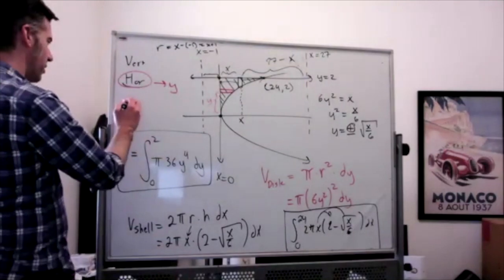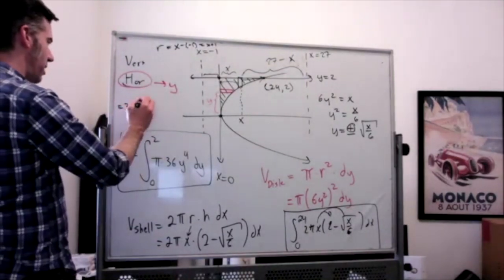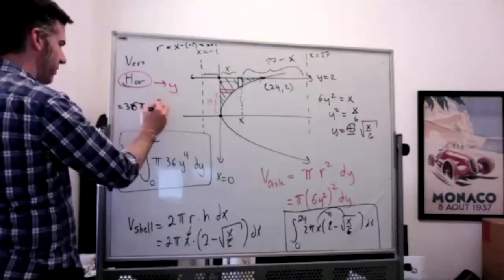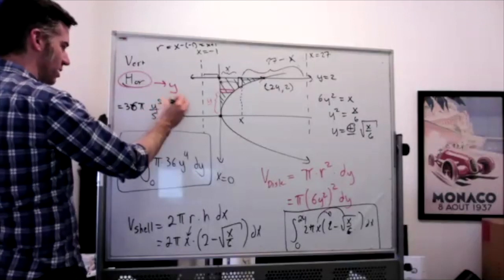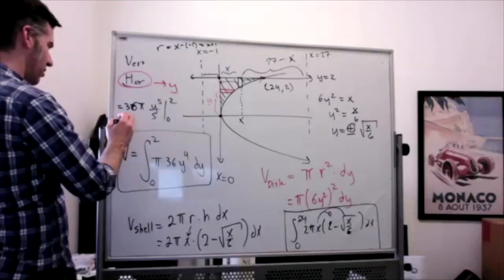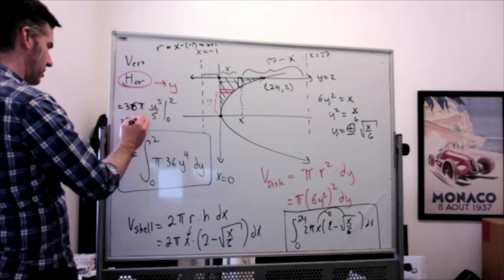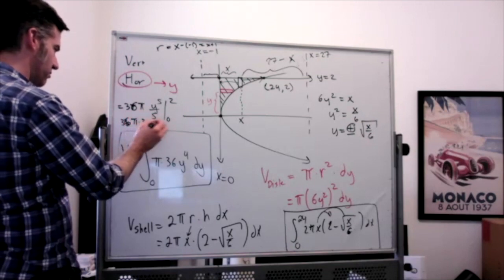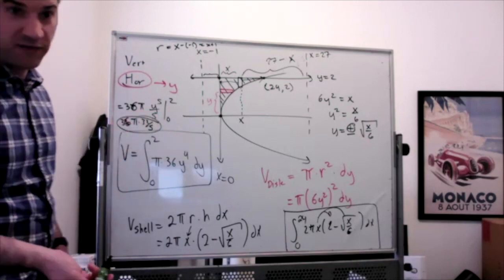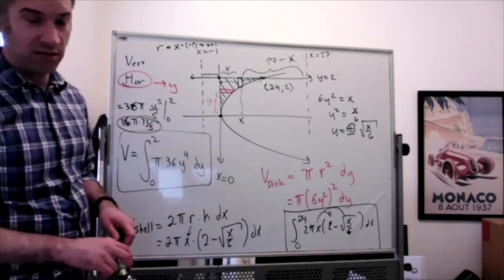You're going to get 36 pi y to the 5th over 5 from 0 to 2, and then you're just going to get 36 pi times 32 fifths. That seems much faster than whatever I could have done over there.